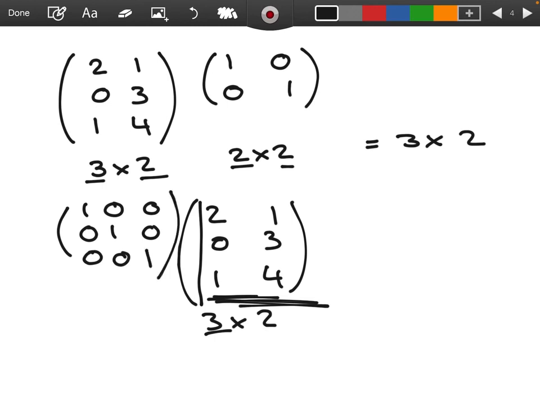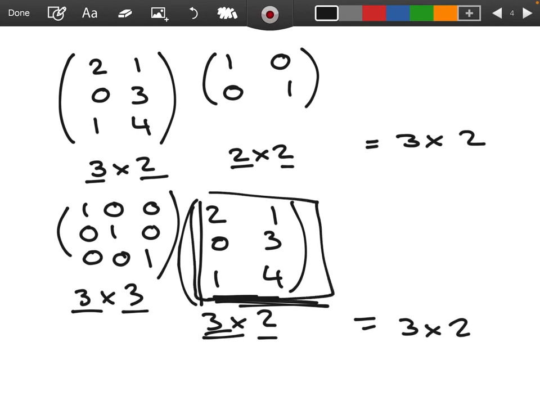Okay, so it would have to look like this, because then I have a 3 by 3, my interior numbers match, and the exterior numbers are the dimensions of the matrix that I would get out, and then I would get this matrix back by multiplying it by this 3 by 3 identity matrix. So you really need to look at the dimensions of the matrix in order to see what size of an identity you would have to multiply it by to get the same thing back.